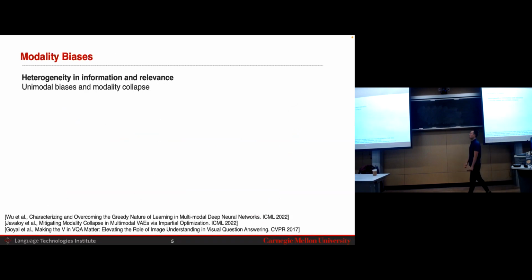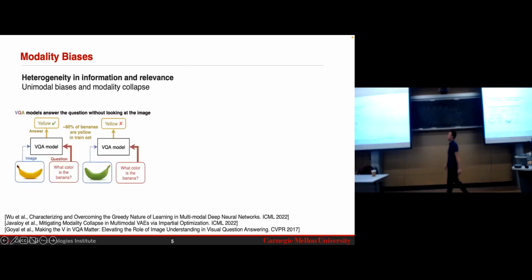But just as an overview of some existing work, right? A lot of work has gone into studying modality biases. So modality biases basically look at heterogeneity in information and relevance. Essentially, what happens is one modality provides a lot more information to your task. It's a lot more relevant to your task than the other modalities. There's going to be some imbalance. And as a result, one phenomenon that people see is this phenomenon of unimodal biases, where one modality tends to dominate the prediction and the other one just collapses. It's not used at all.